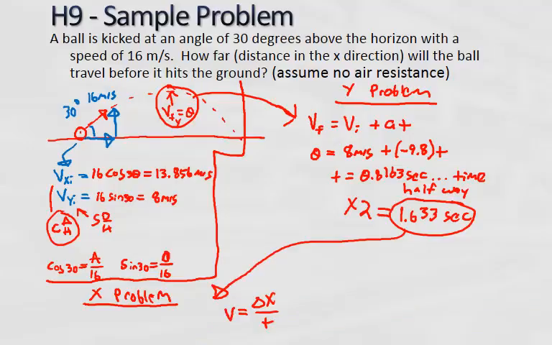And therefore, if we multiply by 2, we can get the time the full way. And when we do that, it's pretty easy in the x. We know the x velocity, we know the time, and it's going to go 22.62 meters.